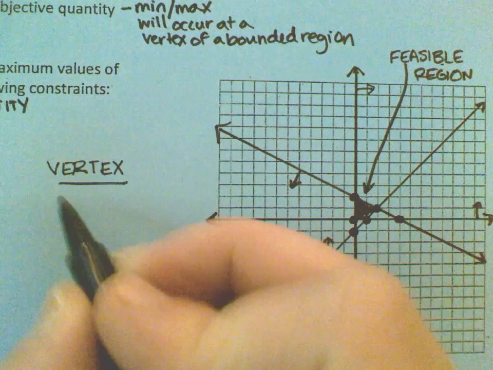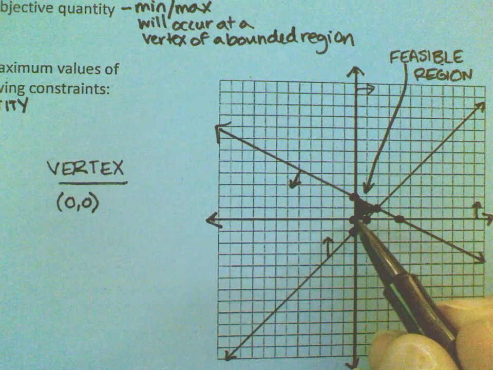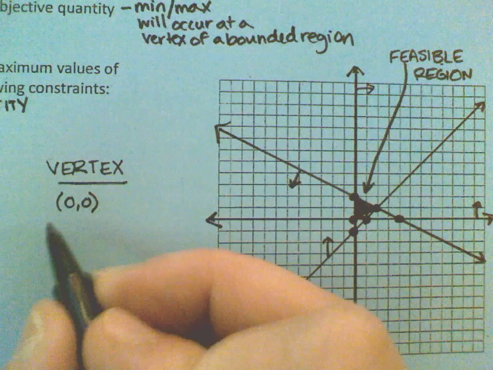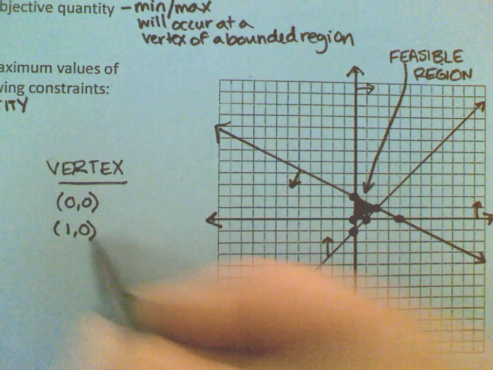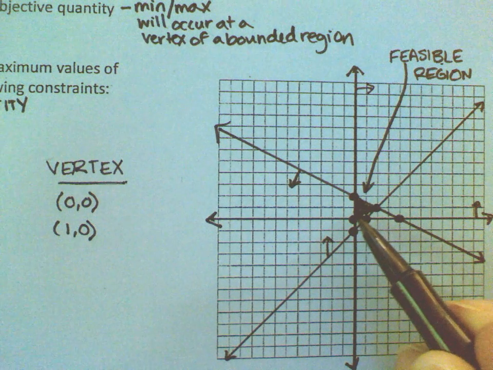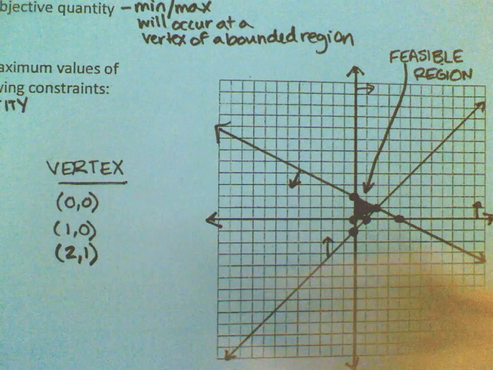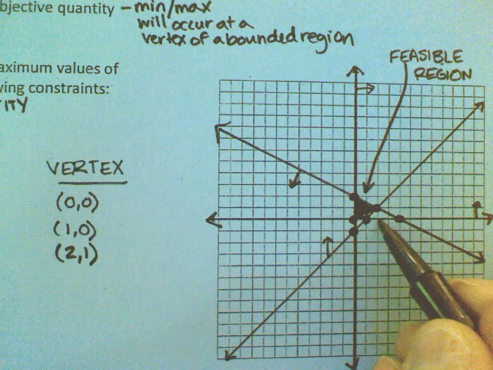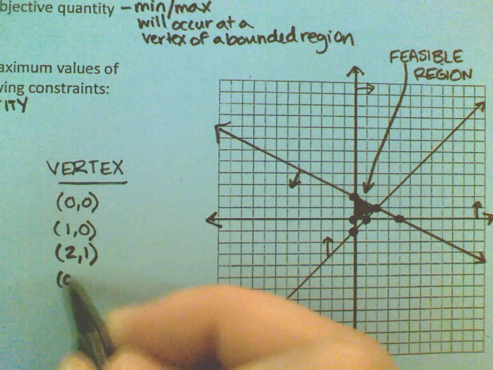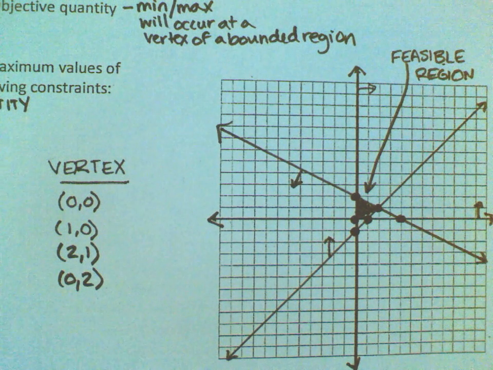0, 0 is one of them. 1, 0, that x-intercept, right? 2, 1. 2 to the right and 1 up. And then 0, 2, sorry. 0, 2. Yes, y-intercept. Okay. So those are your vertices.